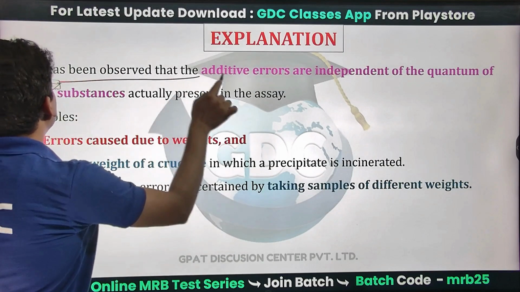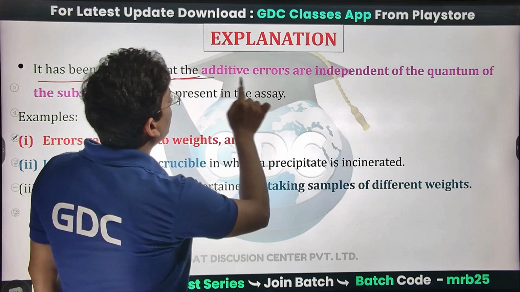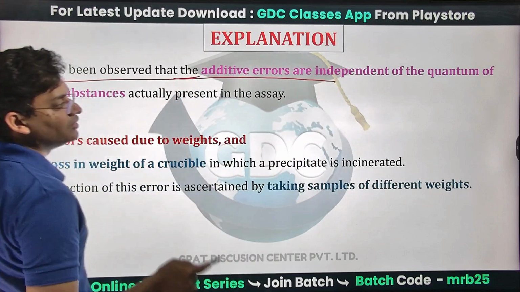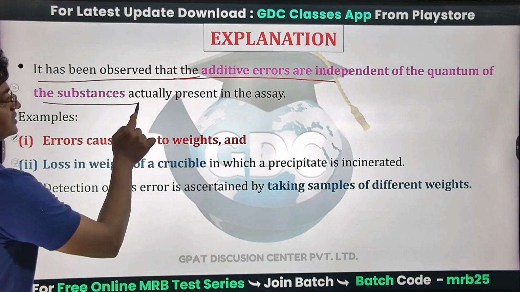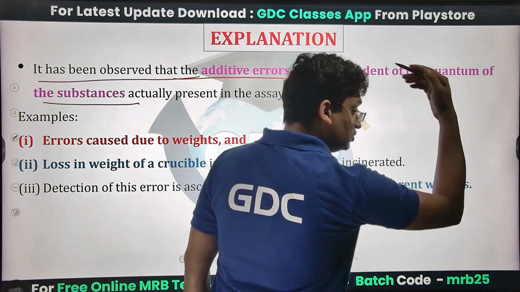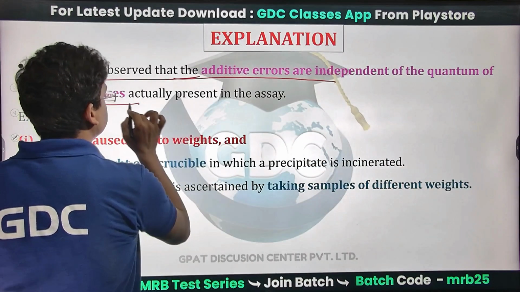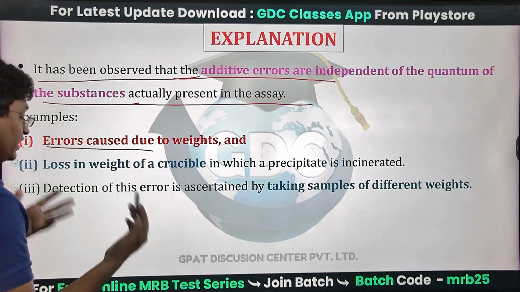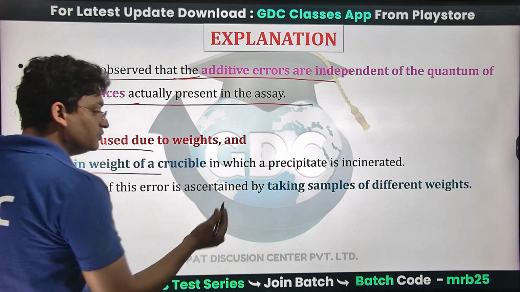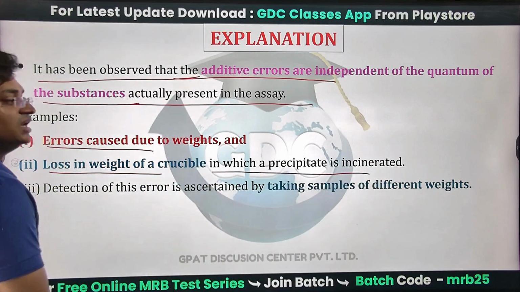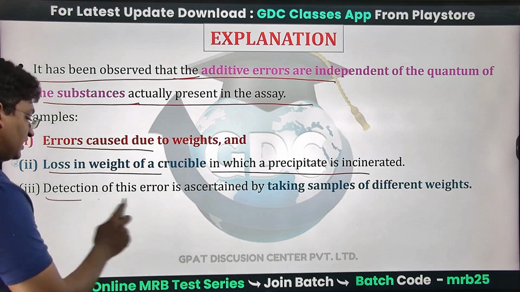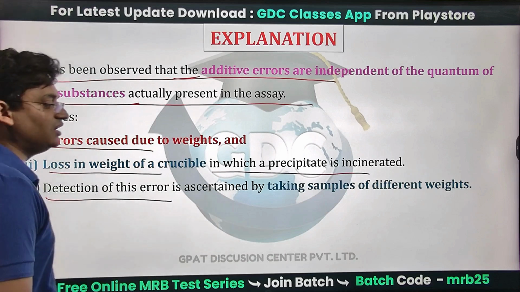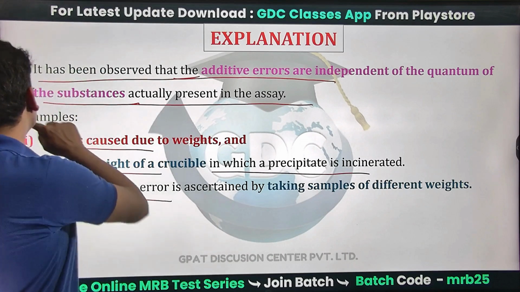So look, it has been observed that additive errors are independent of the quantity of the substance actually present in the assay. Example, error caused due to weight, loss in weight of the crucible in which the precipitate is incinerated. Detection of this error is ascertained by taking samples of different weights.